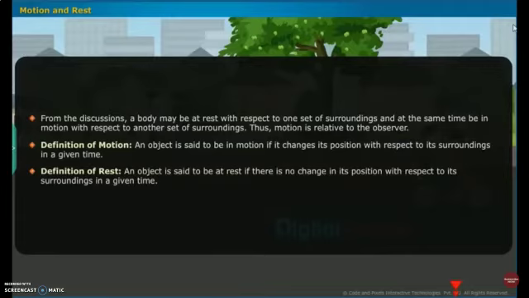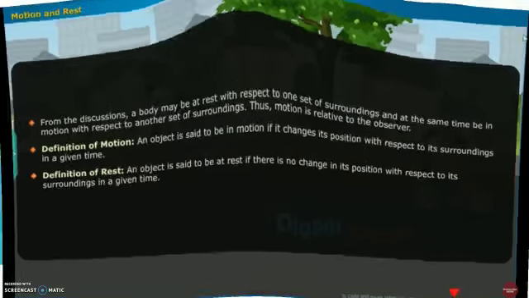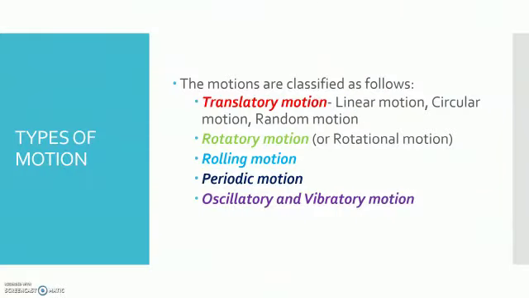Now, what is the definition of rest? An object is said to be at rest if there is no change in its position with respect to its surroundings in a given time. Understood, children? Next, let us learn about different types of motion. The motions are classified as follows: translatory motion, rotatory motion, rolling motion, periodic motion, oscillatory and vibratory motion.